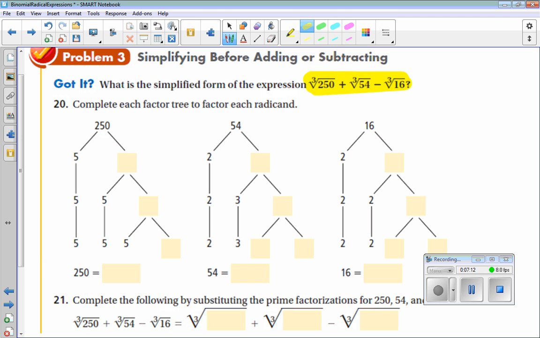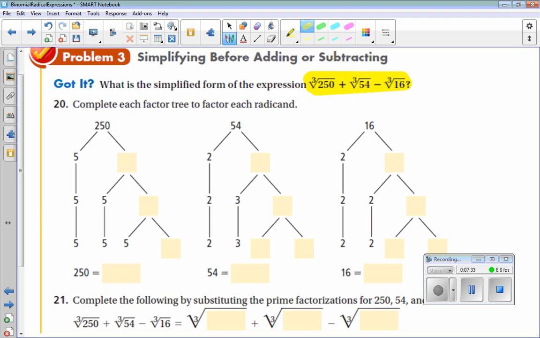The subtraction doesn't bother me. What bothers me? All 3 is the index, but there you go. The number under the radical is different. So I'm going to try to simplify each of these radicals first to see if I can get what's underneath the radical to be the same. And then if it is, then I'm going to add or subtract.